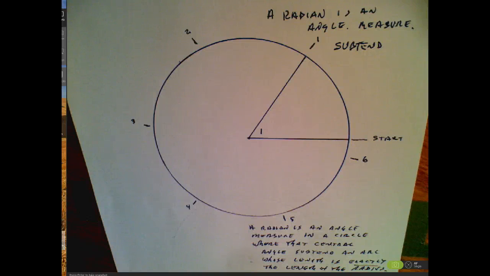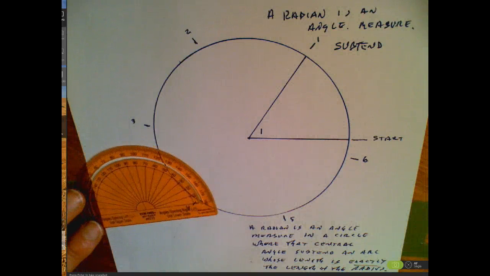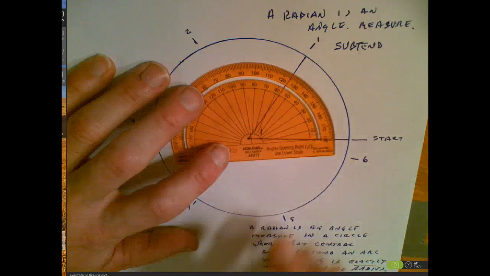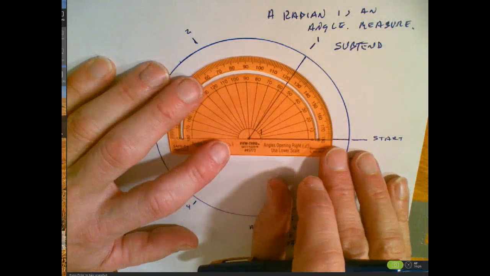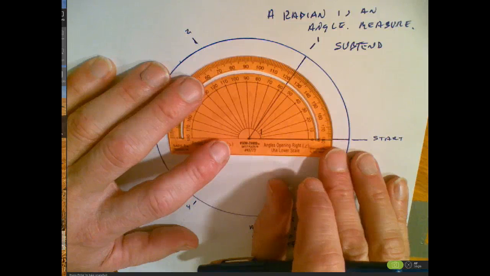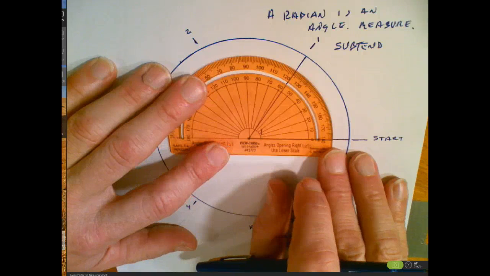So somebody will say, well, wait a second. How many degrees would it be? Because we've been working all our lives in degree land. Let's see what we think it might be close to. Okay, I'm going to put my protractor here, and I look at it, and it looks like it's about 57 degrees, pretty close.